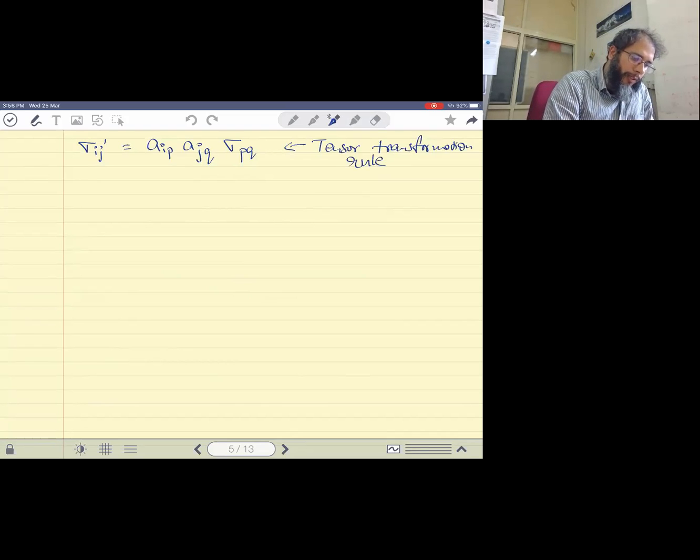We can also write this in the symbolic notation, which is sigma prime is A sigma A transpose. Whichever notation, whichever form is more comfortable, you can use that.